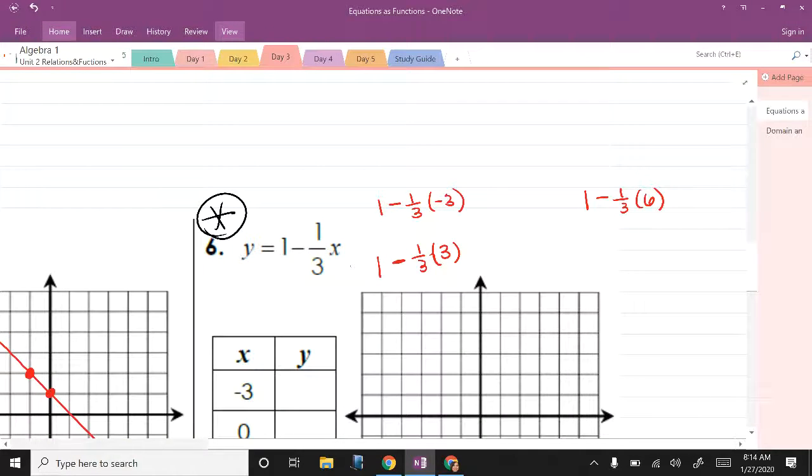Okay, so negative 1/3 times negative 3, and 3 divided by 3 is 1, so this is the same thing as 1 plus 1, isn't it?